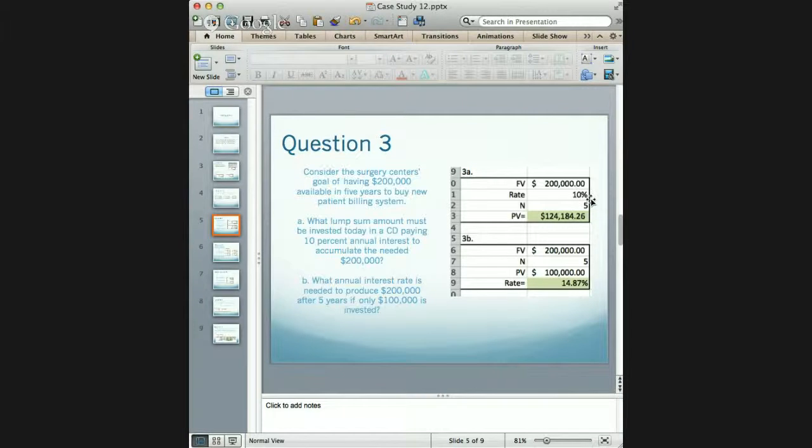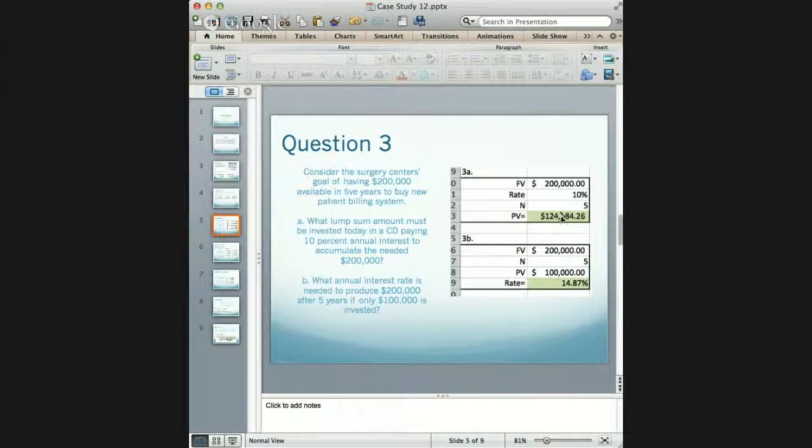With the interest rate at 5% maturing in 5 years, because that's when we're going to need the new billing system, we would need to put in a lump sum of $124,184.26. Now, what annual interest rate is needed to produce $200,000 after 5 years if only $100,000 is invested?